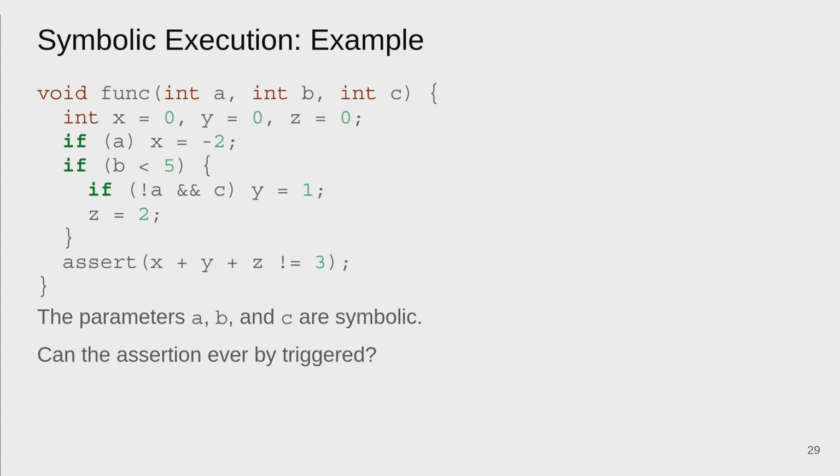Then the function defines x, y, and z. If a, x is being set to -2. If b is smaller than 5, then if not a and c, then y is equal to 1, and in any case z is equal to 2. And then we have an assertion here: x plus y plus z is not equal to 3. Can this assertion be triggered? What do you think?